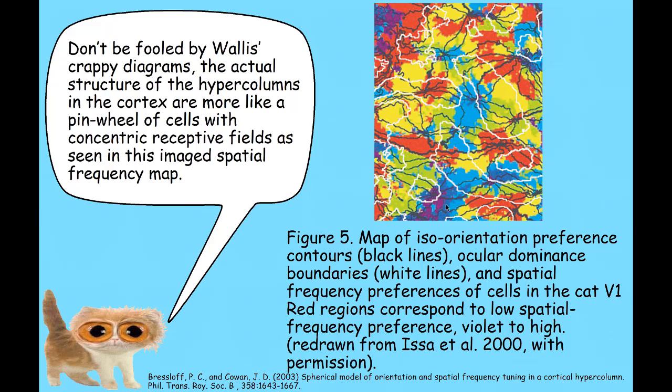Ocular dominance boundaries are then indicated by these white lines. And the spatial frequencies are indicated by color coding. So red regions correspond to low spatial frequency preference and violet to high, and they go from red to violet.